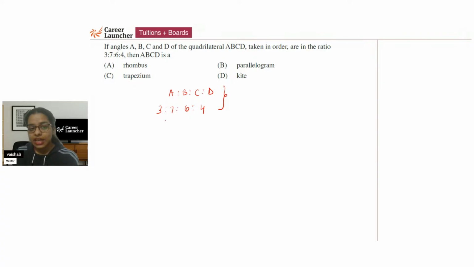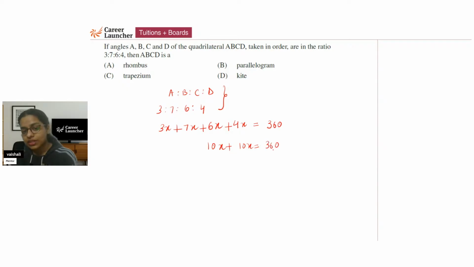Can I apply the angle sum property in the case of a quadrilateral? Yes. Now assuming कि x is the common factor throughout इस ratio में, so can I say 3x is the angle A, 7x is the angle B, 6x is the angle C, and 4x is the angle D. And the moment I'm adding all of them, the sum should be equal to 360, right? Now add all of them. 7 plus 3 is 10. 6 plus 4 is again 10. So 20x is going to be 360. So cancelling the zeros, x is going to be 18 degrees, right?